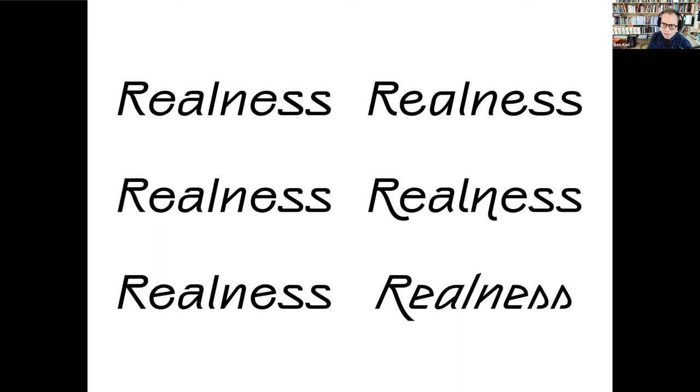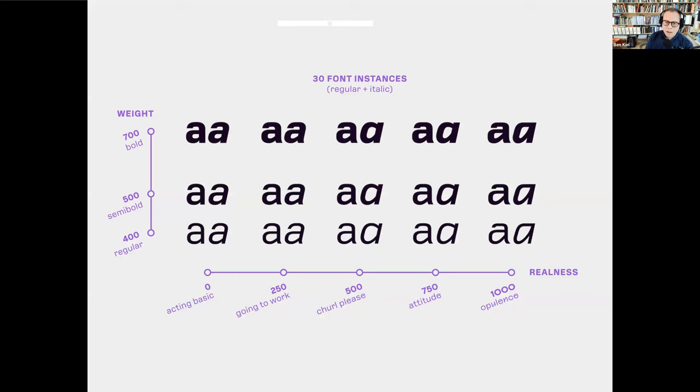So this is where the project ended up, and we're going to look at some differences, but these are the final fonts. We ended up with this range in terms of weight, and then in terms of what Polymode named the realness axis. I think Brian needs to read the names for him. Yeah, Brian has to do this.